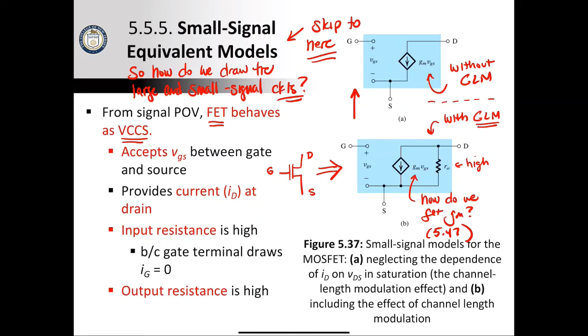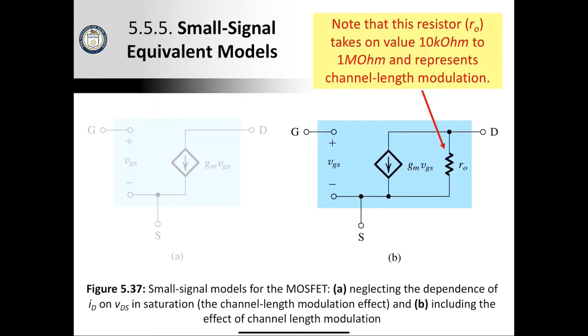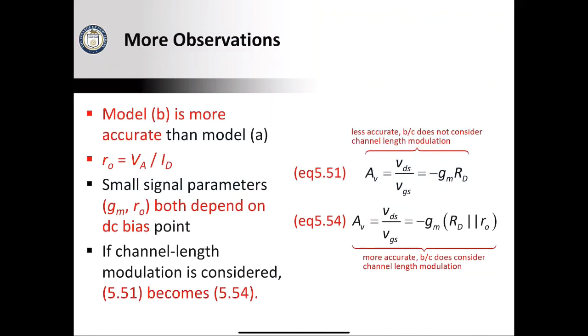So any resistor value that's less than 1 mega ohm, for the purposes of this class, anytime the output resistance is not considered to be infinite, then you're considering some sort of channel length modulation. Okay. Model B is more accurate than Model A. I mean, in reality, there always is some small amount of channel length modulation seen in the way that a MOSFET acts. It's just whether it's important enough to the problem to take into consideration.